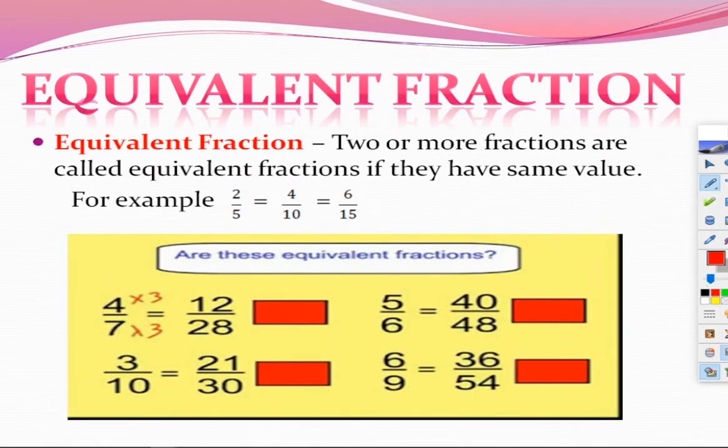Equivalent fraction. What do you mean by equivalent fraction? Two or more fractions are called equivalent fractions if they have the same value. Same value means, you can see I have taken one example here: 2 by 5. When I multiply 2 to the numerator and 2 to the denominator, it becomes 4 by 10. Then I multiply 3 to the numerator and 3 to the denominator, it becomes 6 by 15. Then I reduce 4 by 10 and 6 by 15 to their simplest form. It again becomes 2 by 5.